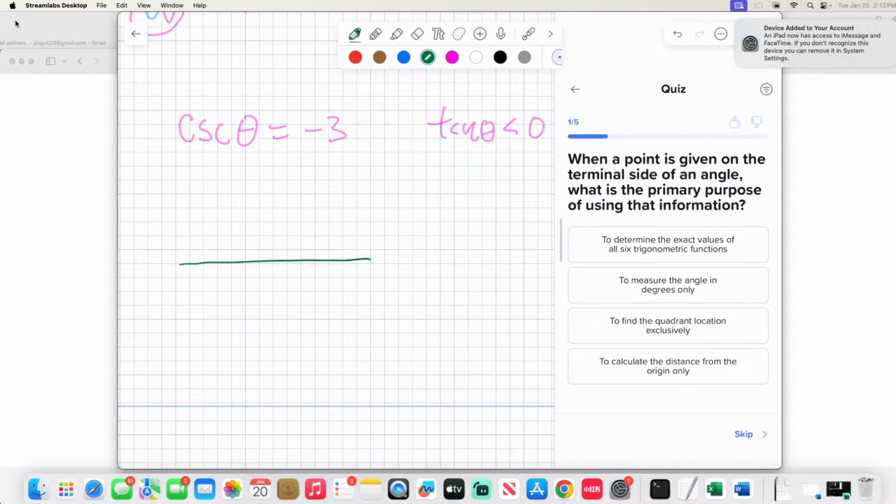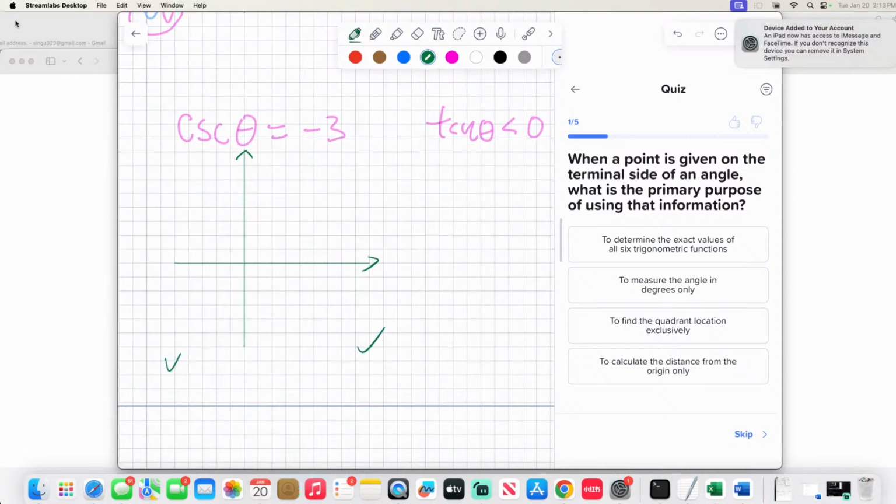How do you draw the triangle? Okay, so cosecant is negative. Cosecant is very close to sine, right? Because it's 1 over sine, and 1 over sine is 1 over y, so it's talking about y. So cosecant is related to y, and y is negative. Which two quadrants have y negative? 3 and 4. Okay, so that's good. So we'll put a check there. 3 and 4. And then tangent is less than 0.